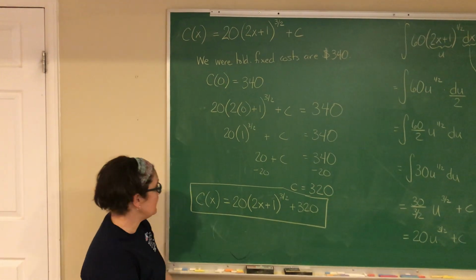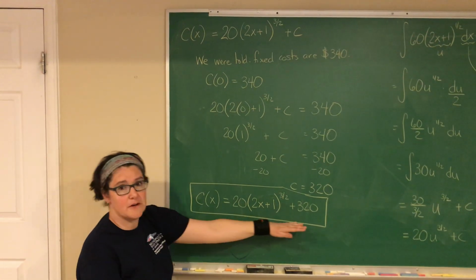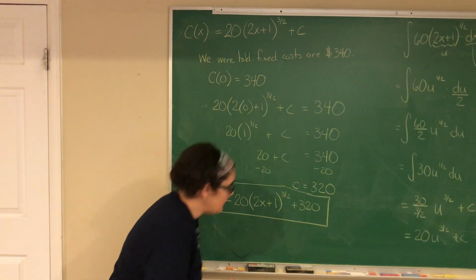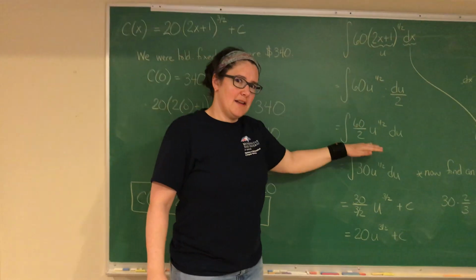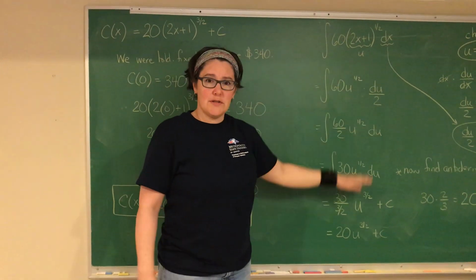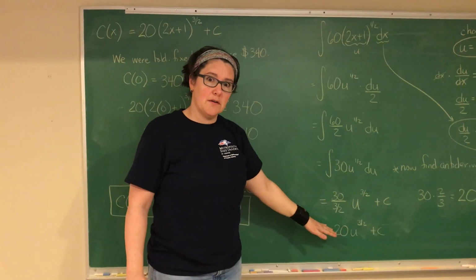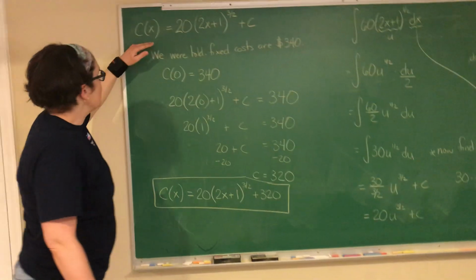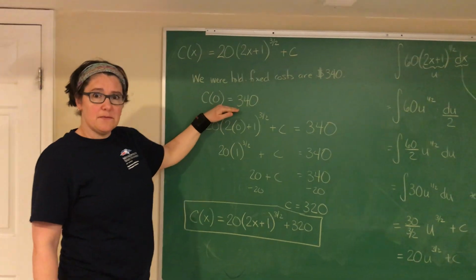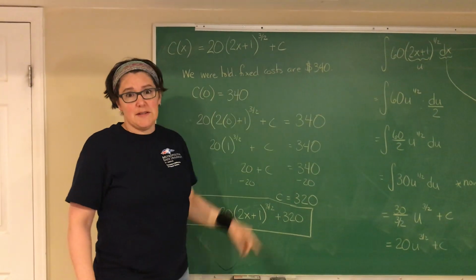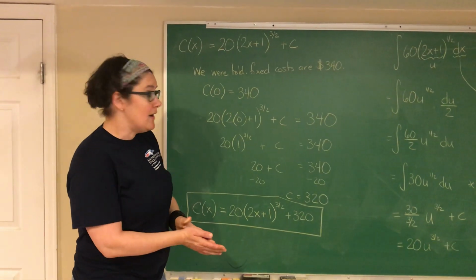Okay, so our final answer is we have our total cost function, and we found this total cost function by finding an antiderivative. Finding that antiderivative required that we do a u substitution, so it was a little bit more work. Once we found our antiderivative, then we used our extra piece of information to figure out what that plus c should be.